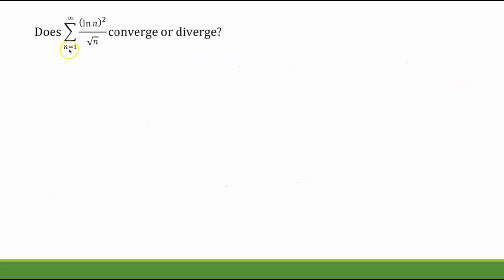For this example, does the sum of n equals 1 to infinity of the quantity natural log of n squared over radical n converge or diverge? I am going to attempt to move forward with a limit comparison test, and I want to go ahead and try to compare it to the sum of n equals 1 to infinity of 1 over the square root of n, because that is a p-series, and this p-series has p equal to 1/2, which is less than 1, so it is a divergent p-series.